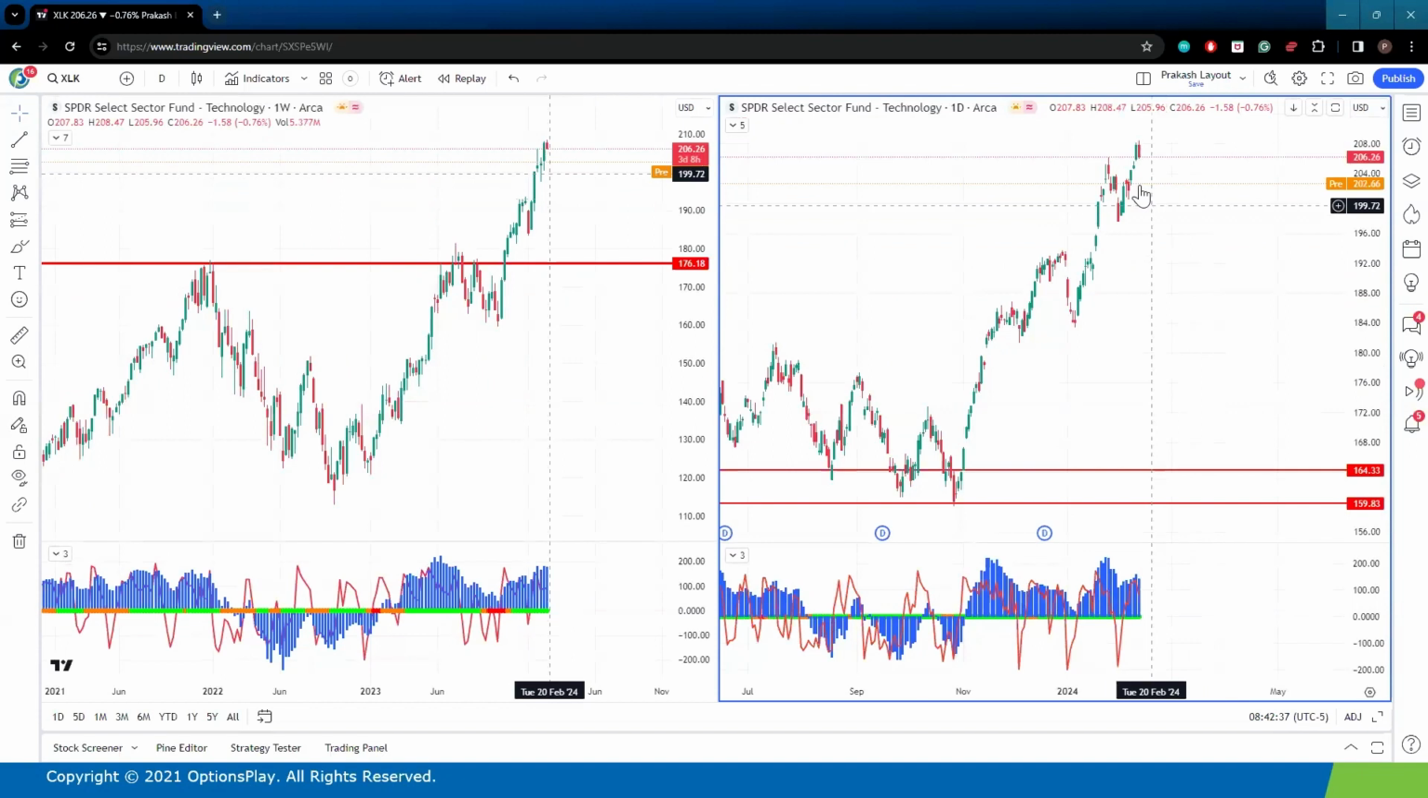Technology, big gap lower here. Yeah, so that's pretty much expected after today's announcement. We do have some support at 197 for technology, 193 as well. So those will be the 2 areas to the downside.